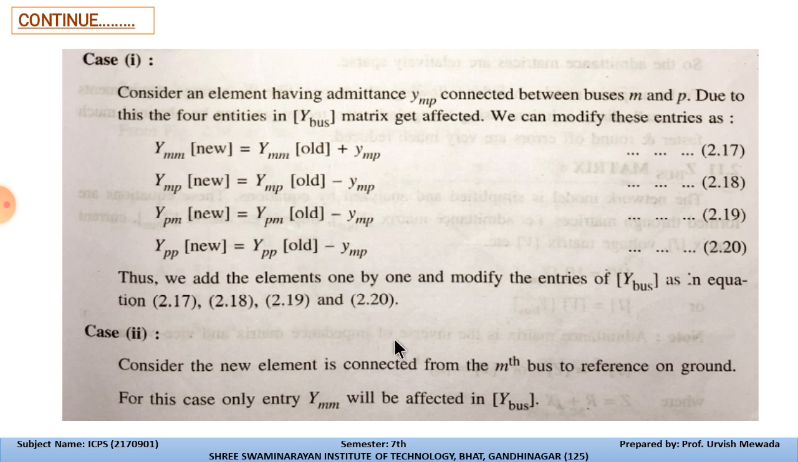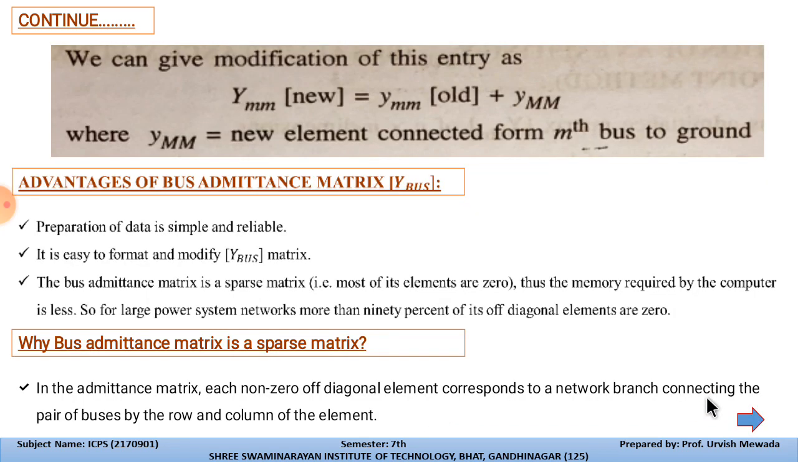So this is case number 2. Over here it is considered that the new element is connected from the mth bus to the reference or ground. For this case only the entry YMM will be affected, because it is connected only from M to ground. In the earlier case it is connected with all the buses which are present in the network, and in this case it is only connected with a node which is connected to the ground potential.